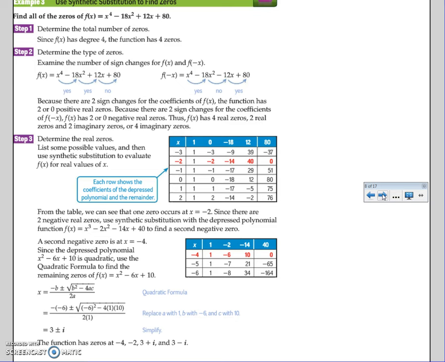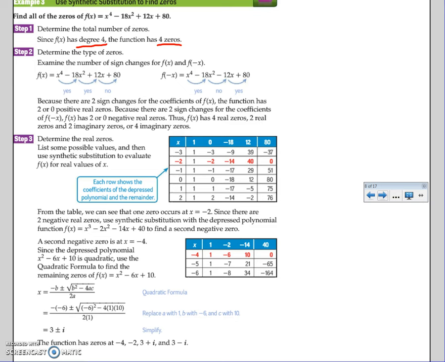So first, determine the number of zeros. They said the degree is 4, so 4 zeros. They did that sign change thing we just did. They noticed it could be 2 sign changes for positive, 2 sign changes for negative. So it's either 2 or 0 positive, 2 or 0 negative, and then the rest could be imaginary. So maybe 2 positive, 0 negative, 2 imaginary, or maybe 0 positive, 2 negative, 2 imaginary, or maybe 0 positive, 0 negative, 4 imaginary. So those are our cases.